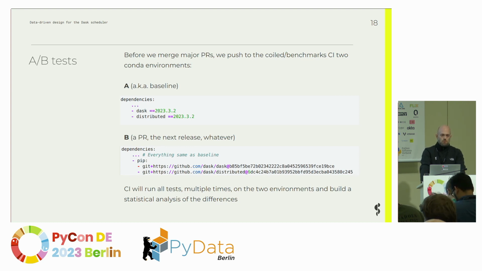The other thing that we do is A/B testing. We push manually into the repo two conda environments, one with our baseline, which is what we know and love, and the other with something much more experimental, like some PR that has not been merged yet. CI will take it in and run the whole thing again, not just once, but 5, 7, 10 times, however many you want, and run and run and run and do statistical analysis on that.